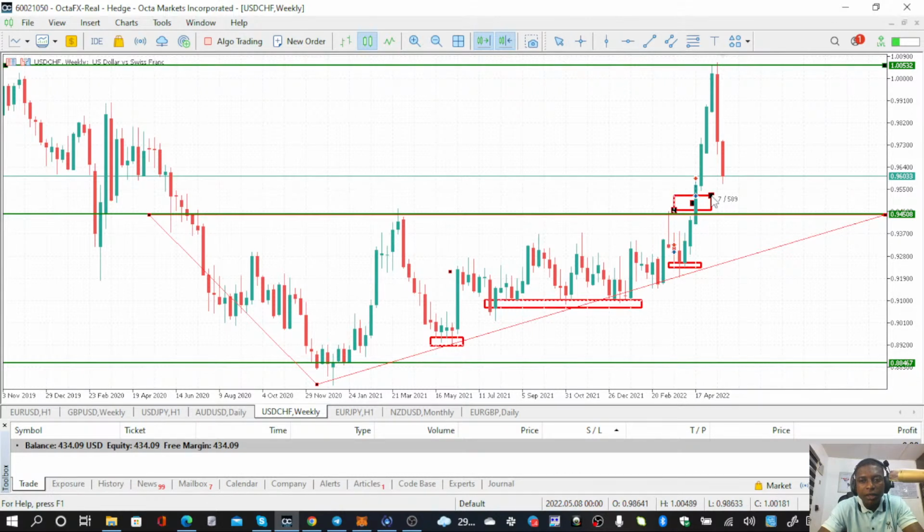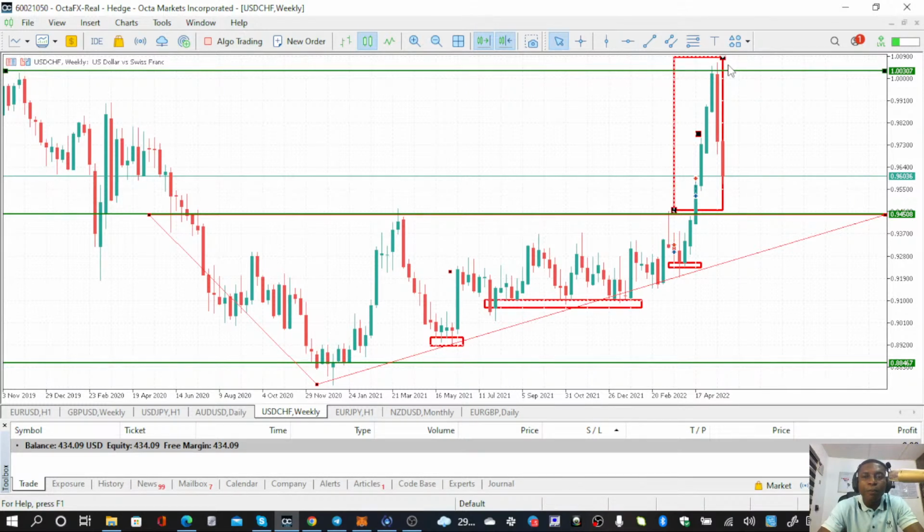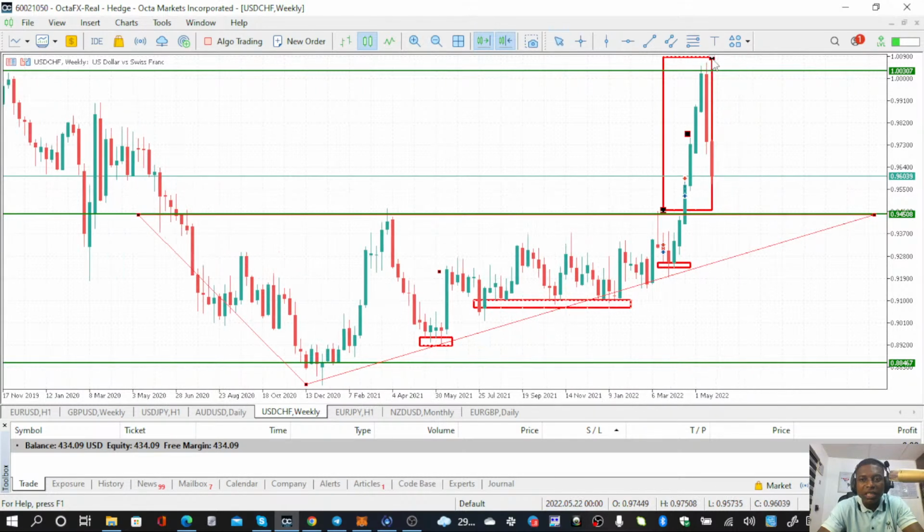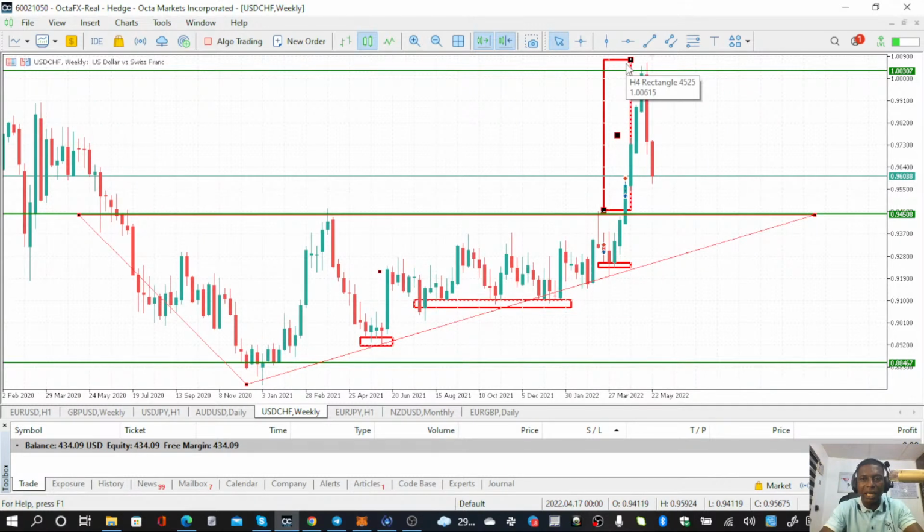Okay? A breakout happened here and price rose. The interesting thing is that as price rose, a pullback is expected. In one of my sessions, I said, and I'm repeating, that when there is a breakout like that, there are 80% chances that there will be a pullback.